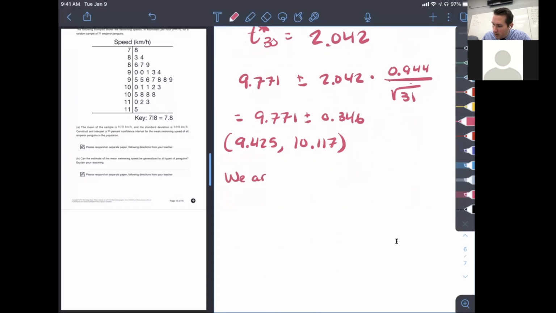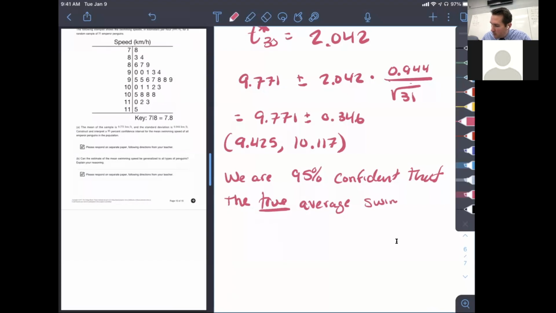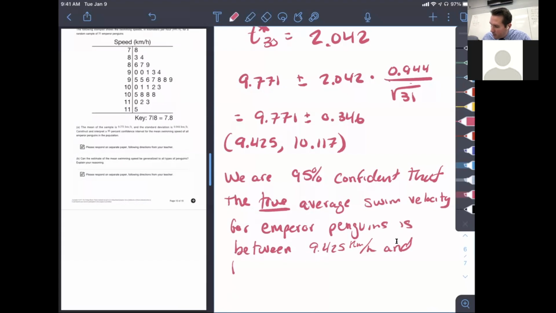We are 95% confident that the true proportion, not proportion, true average, let's put this in context, average swim velocity for emperor penguins is between 9.425 kilometers per hour and 10.117 kilometers per hour. There we go.